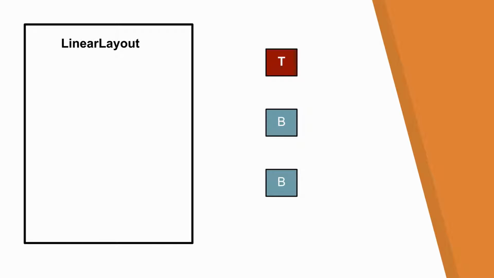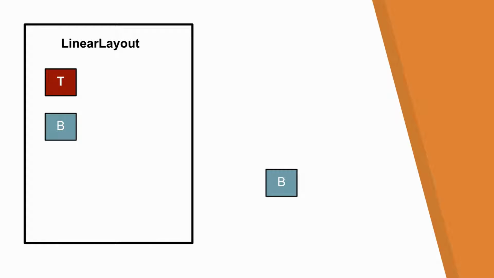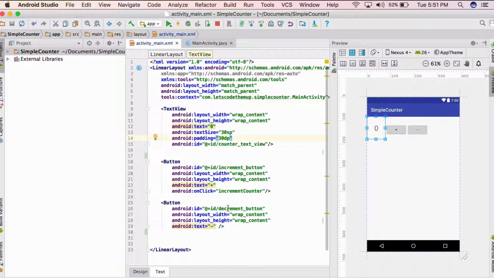Another way is to place these buttons after the text view in one column. This is the vertical orientation of linear layout. Here, views are stacked onto one column. Let's see the implementation in Android Studio. Open activity main.xml file, go to the text section, open preview on the side here, increase the zoom if necessary.